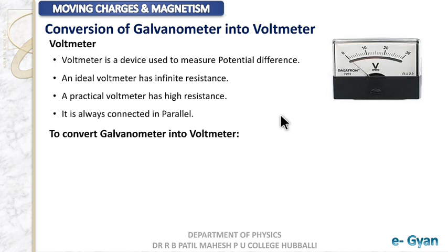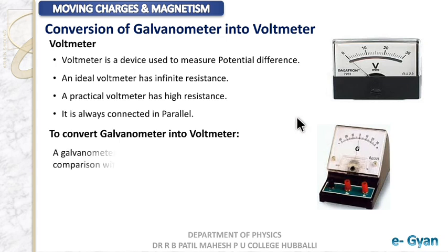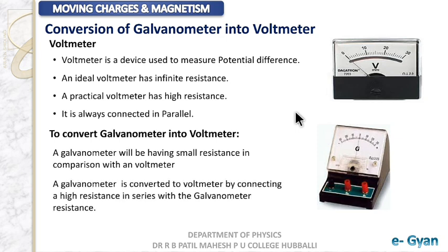To convert a galvanometer into a voltmeter, we need to understand the behavior of the galvanometer with respect to a voltmeter. This is a galvanometer. The galvanometer's resistance is very small in comparison with a voltmeter, because a voltmeter has high resistance. In order to increase the resistance of the galvanometer so that we can make it a voltmeter, we need to connect a resistor in series with the galvanometer.